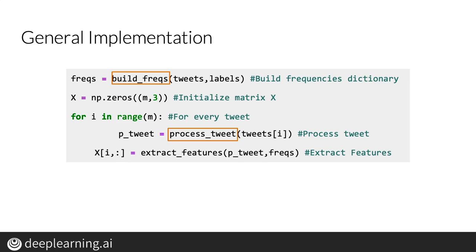For this week's assignment, you've been provided some helper functions, build_freqs and process_tweet. However, you'll have to implement the function to extract the features of a single tweet. That was a lot of code, but at least now you have your X matrix. And in the next video, we'll show you how you can feed in that X matrix into your logistic regression classifier. Let's take a look at how you can do that.